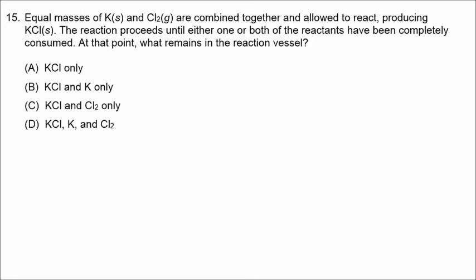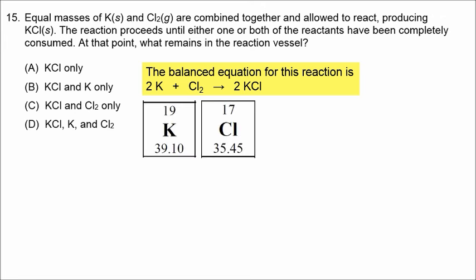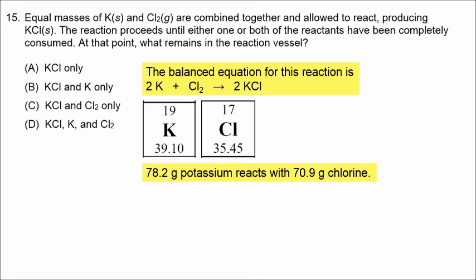In number 15, we don't have a balanced chemical equation, so let's go ahead and write one. We're reacting potassium and chlorine to make potassium chloride. So you can think of this as potassium's molar mass is 39.1. That means there's 78.2 grams of potassium, and it's reacting with 70.9 grams of chlorine.